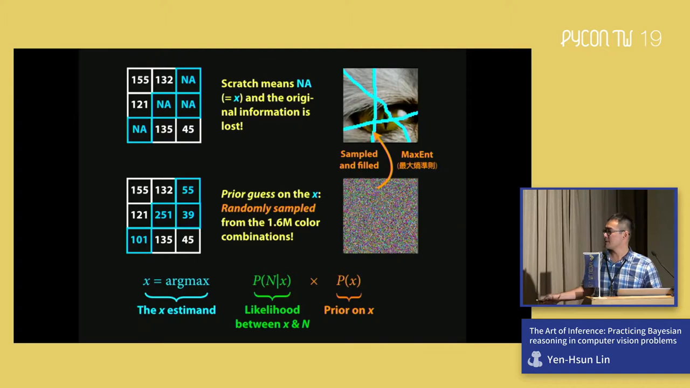So the most probable X, or the most correct color in this scratch region, can be estimated by the one that maximizes the probability predicted by our probabilistic model here.